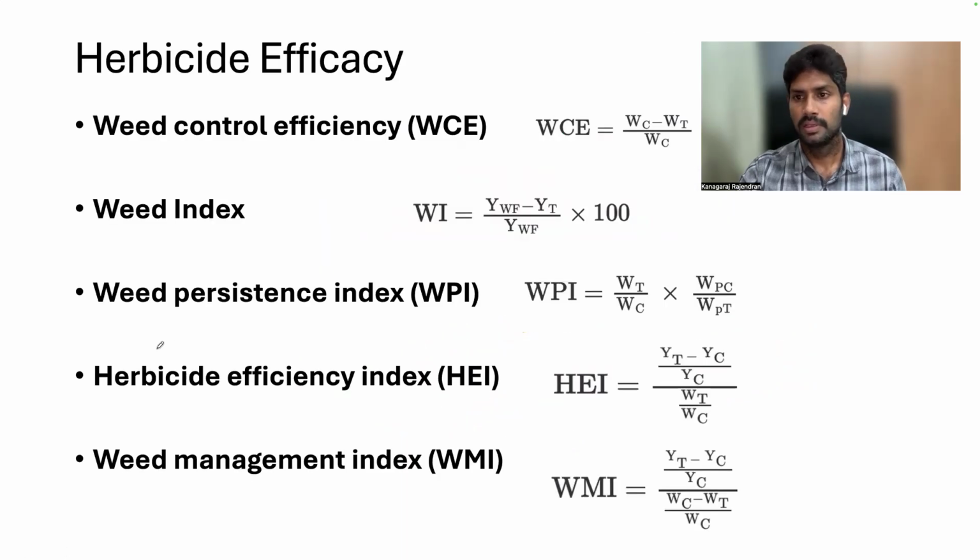So maybe in the coming years, these are the major formulas to assess the efficacy of herbicide. So from weed science, the calculations are mostly from these topics. So you can also remember these formulas, right? Here C means control plot, T means treatment. So you can note down these formulas and work out for all these areas.